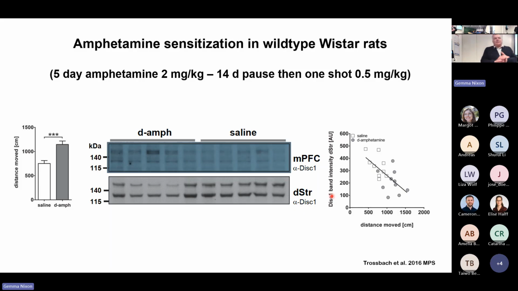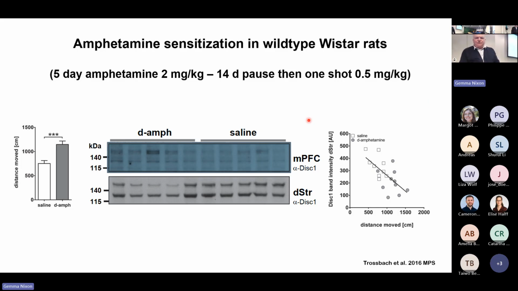Another experiment along the same line was done with wild-type Wistar rats. In this case, we didn't use a one-shot amphetamine sensitization reaction test, but a true sensitization. A true sensitization is basically when you apply amphetamine for 5 days to deplete the dopamine neurotransmitter storage capacity, then do a 14-day pause, and then test again with one shot of a lower dose of amphetamine.